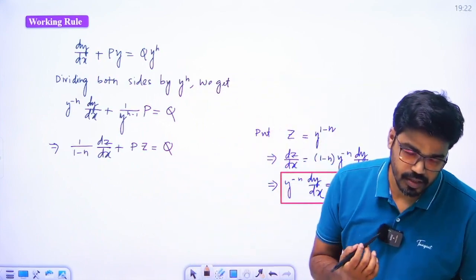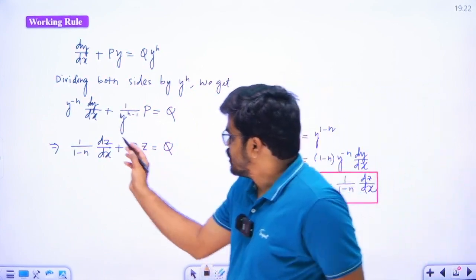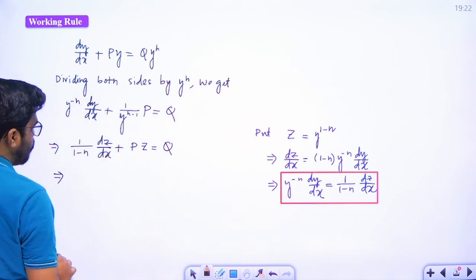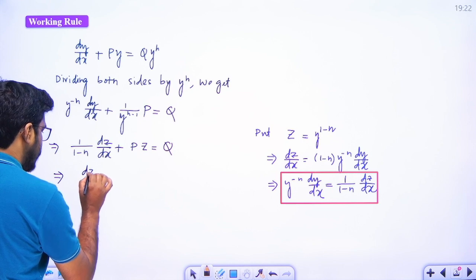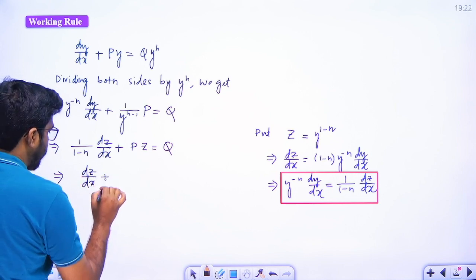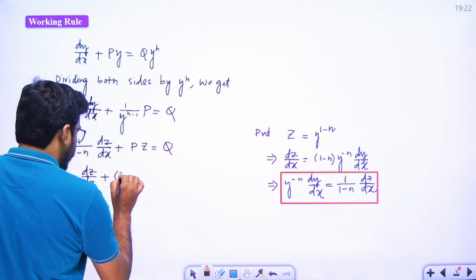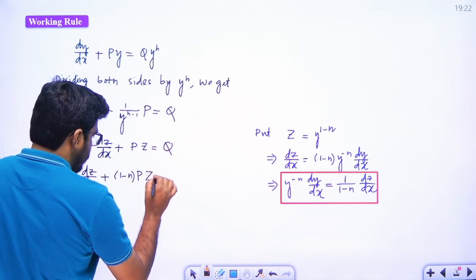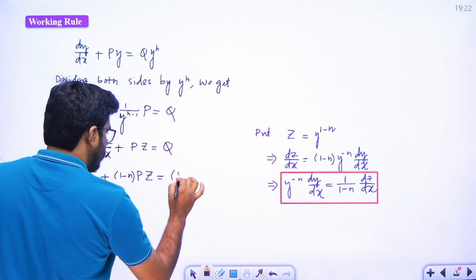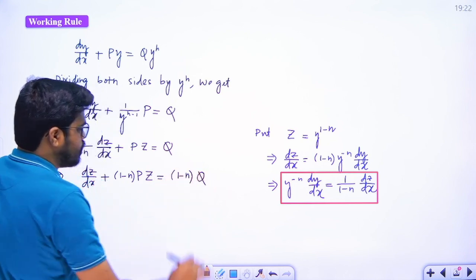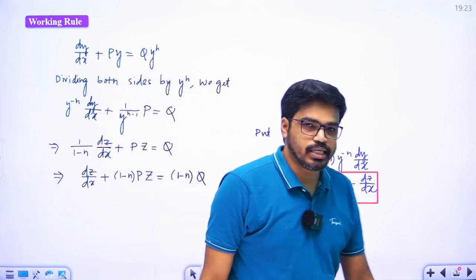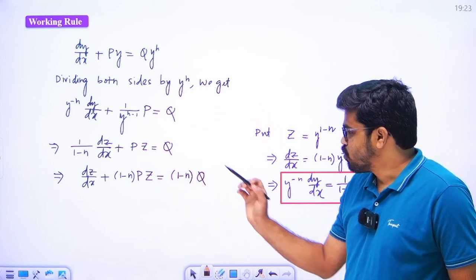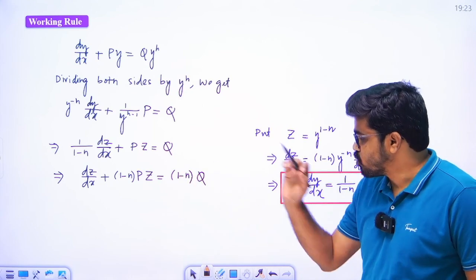Now multiplying both sides by 1 minus n, what do we get? dz/dx plus 1 minus n into Pz is equal to 1 minus n into Q.